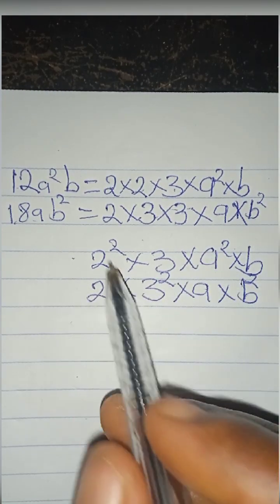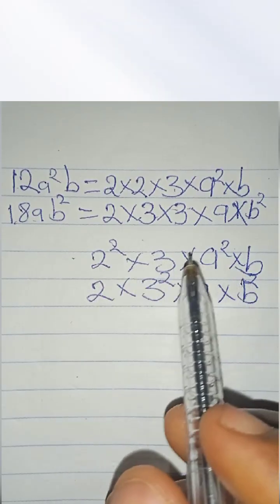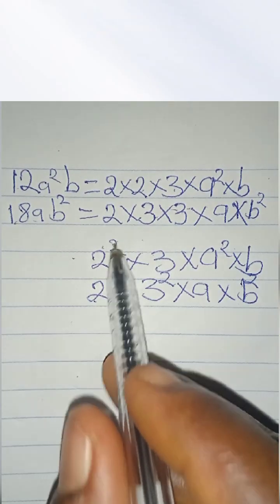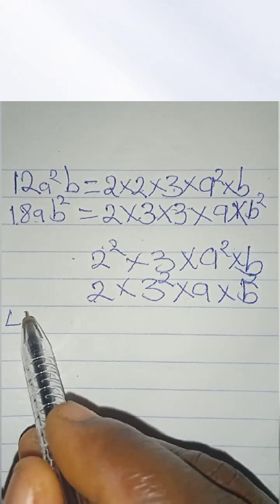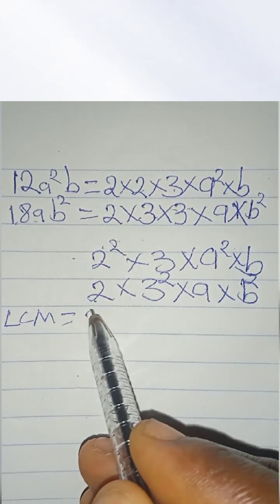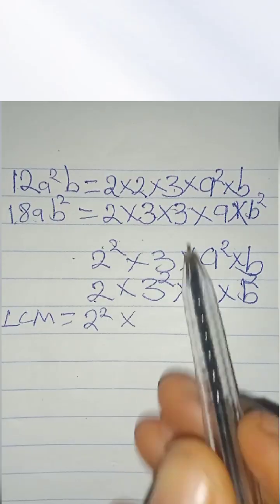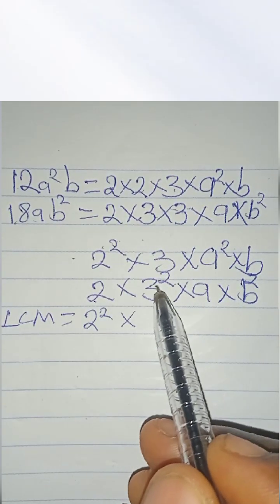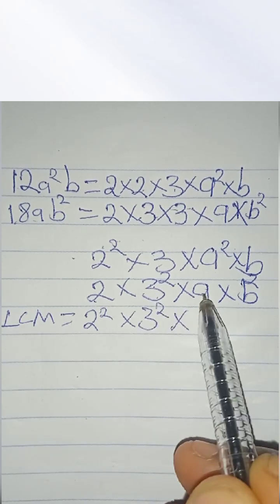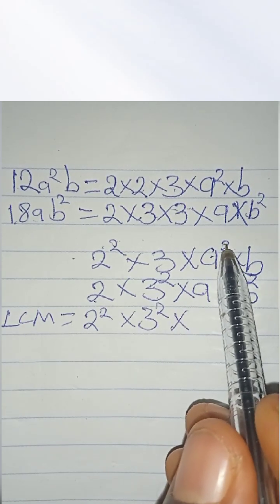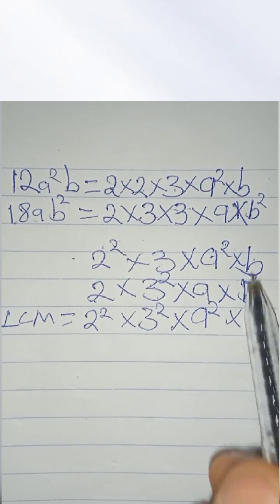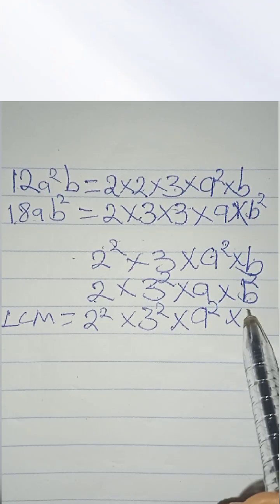As I said before, you are going to choose all these prime factors, but you are going to choose the highest power. Now 2, this is 2 to power 1, this is 2 to power 2. Their LCM will now be: the highest power of 2 is 2 squared, times 3 squared, times, the highest power of a is a squared, times b squared.